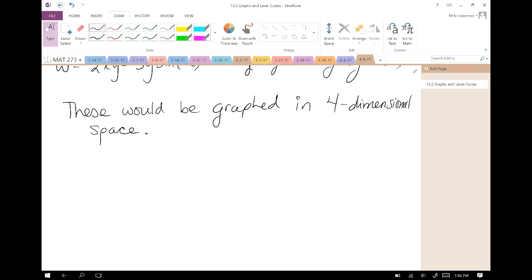So technically these things would be graphed in 4 dimensions because there's 4 variables. But we have to represent them with 3D objects on a 2D page. Yes. Exactly. It's like a cube of letters.